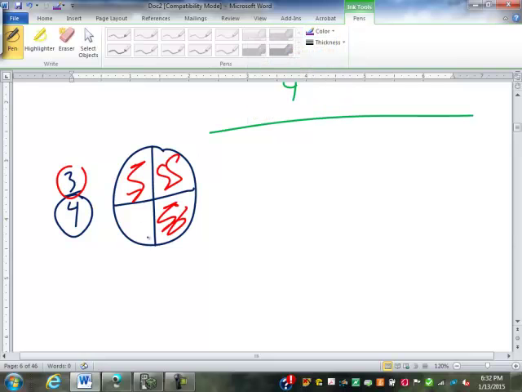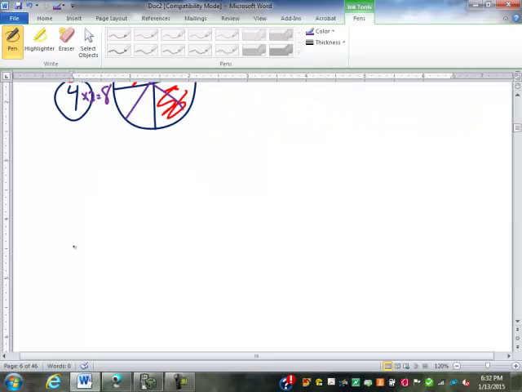Renaming that, one of the things we could do is we just cut each of those pieces in half. Well, now how many pieces are there? 8. And how many do we have? Well, 6. By cutting each of them into 2 equal pieces, we just multiplied each of those numbers by 2. 3 times 2 and 4 times 2. So we can multiply the top and bottom of a fraction by the same number, and it won't change the value. It just changes its appearance. So the key is to figure out what it is we're going to multiply by.